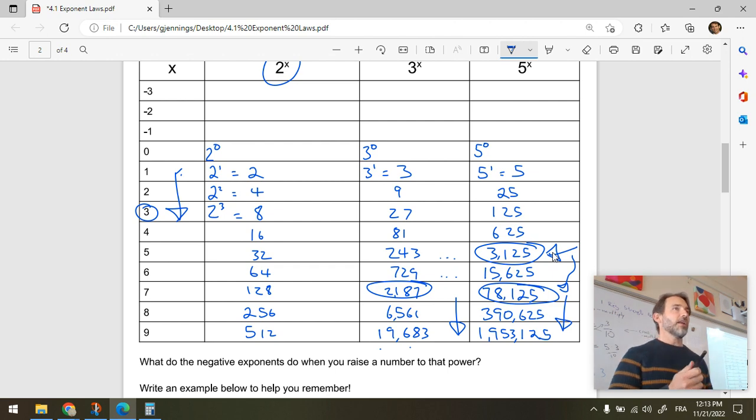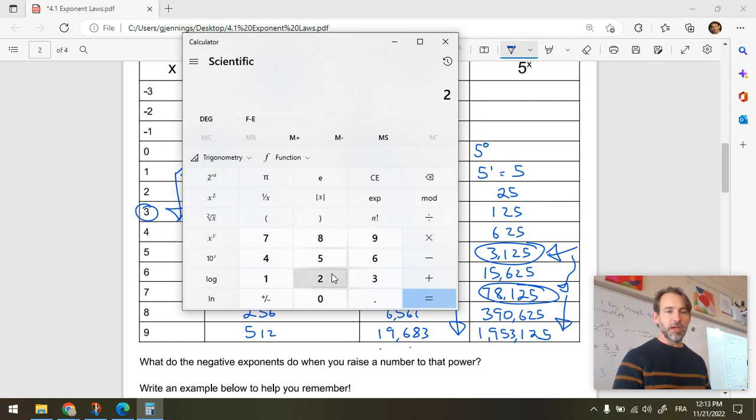Try it on your calculator. What do you get? Well, let's go. I'm going to put a 2 in as my base, and I'm going to raise that to the exponent 0, and I get 1. Let's try a different number. 5 raised to the power 0 is 1.